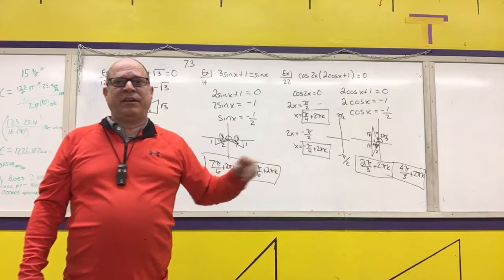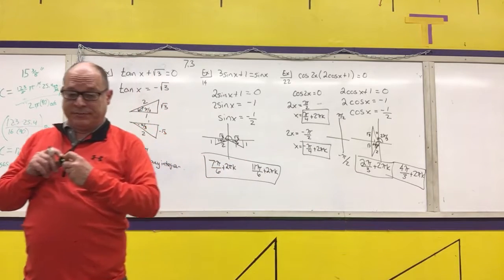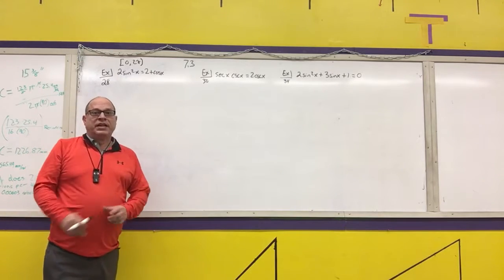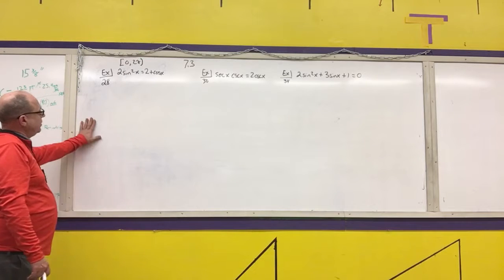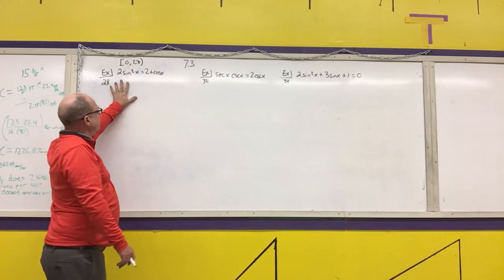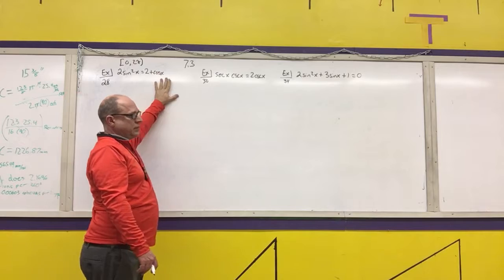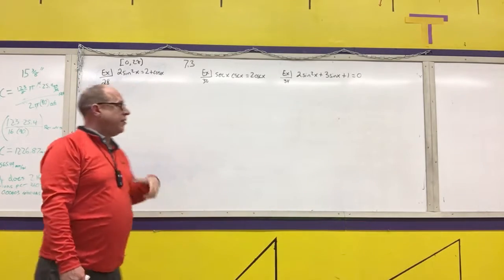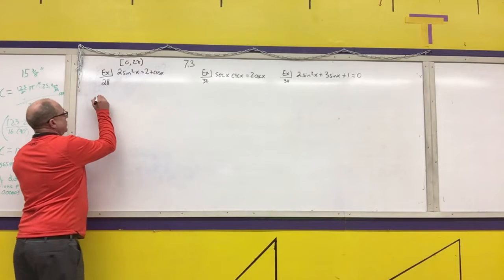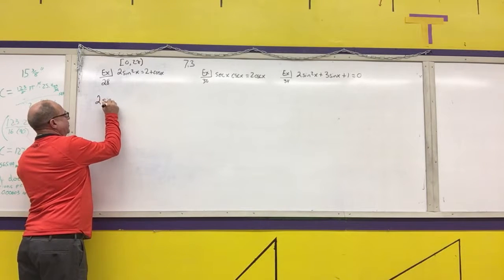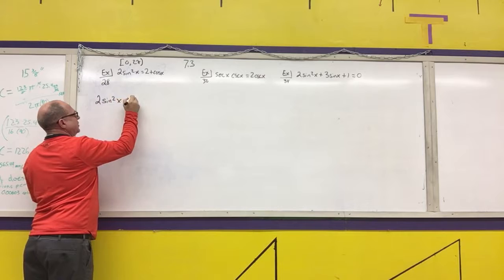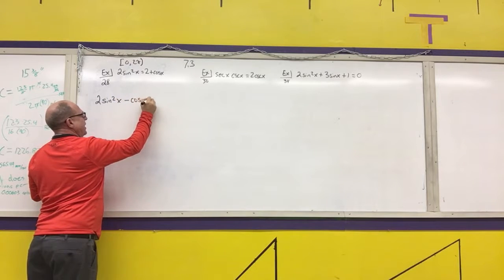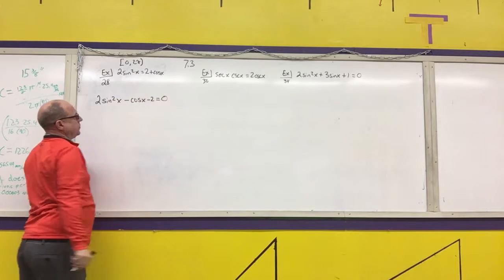So I'm going to pause and get into some more examples. So these are my last 3 examples. Next one is 28. It says 2 sine squared x equals 2 plus cosine x. Step 1 is to get everything onto one side of the equation with a 0 on the other, and then see where we're at. So I have 2 sine squared x minus cosine x minus 2 equals 0.